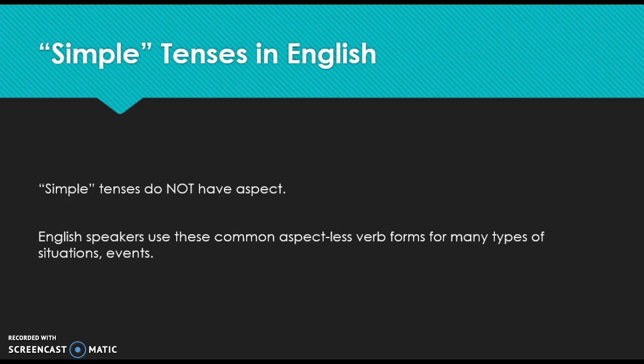When we talk about the simple tenses, I like to put these in scare quotes because they might seem simple because they are not marked with aspect, but they are very common, the use of these simple tenses, these aspect-less verb forms, and because they're used so often, we use them to express lots of different situations and events. So it can be not so simple to understand the use of these, especially for English language learners.